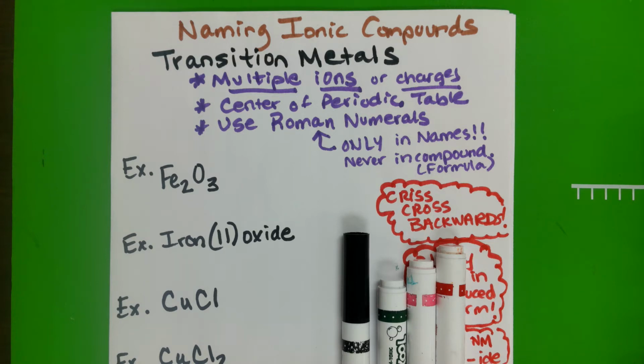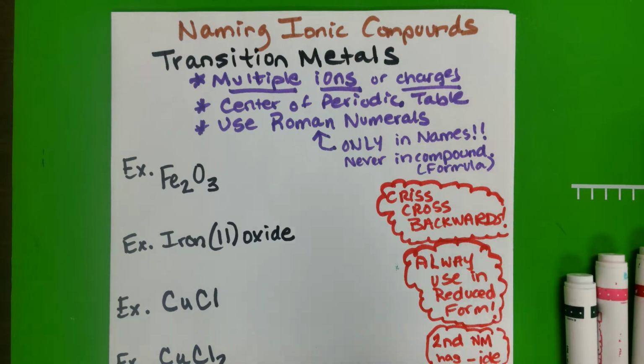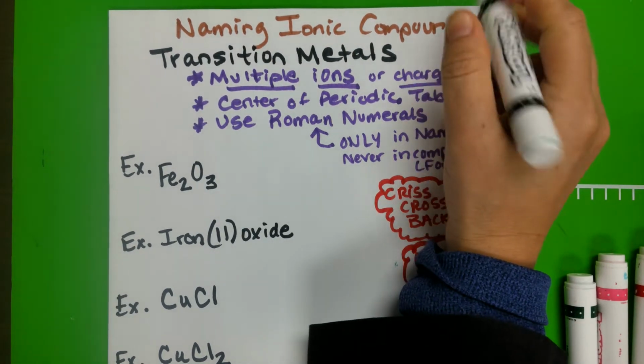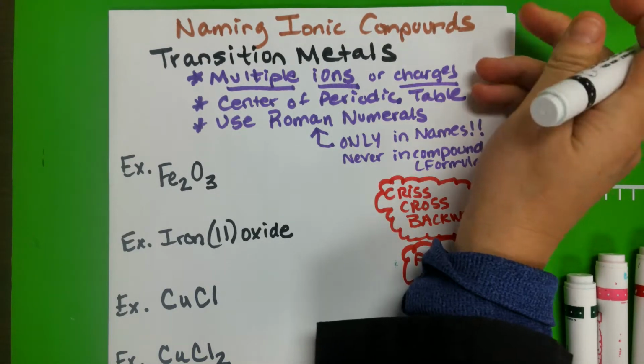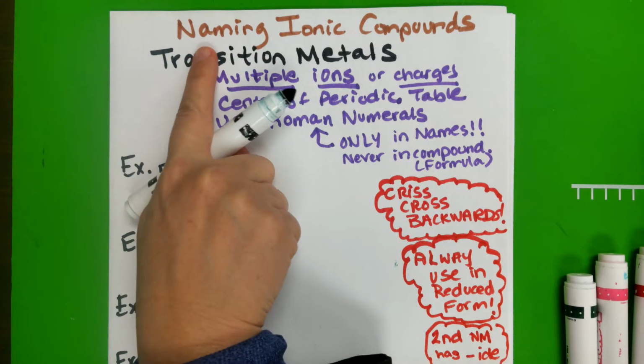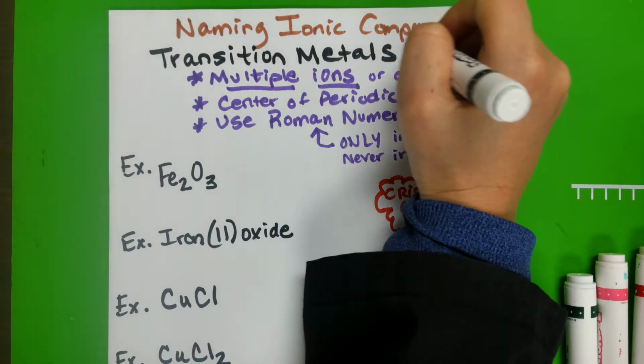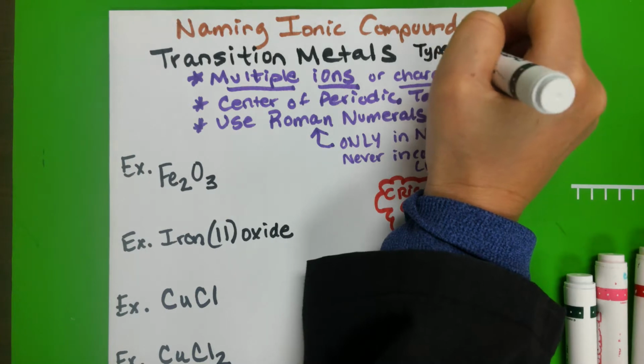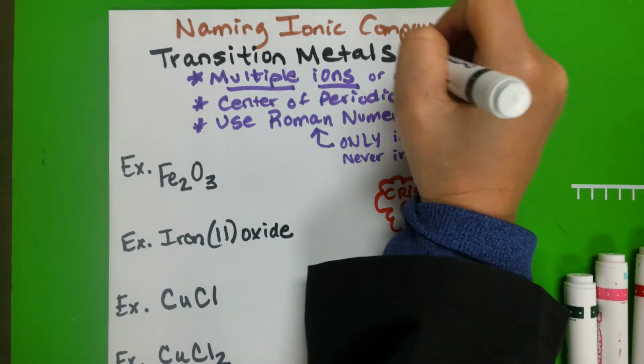Hey guys. Okay, so today we're gonna name ionic compounds, but this time it's gonna be with transition metals. So now we're looking at type 3 nomenclature. Nomenclature, I don't know if you guys remember, it's naming. Okay, so this is type 3, and this is the last part of naming.